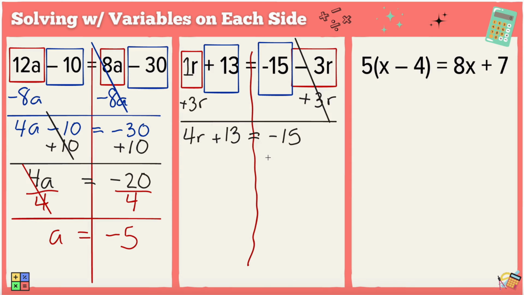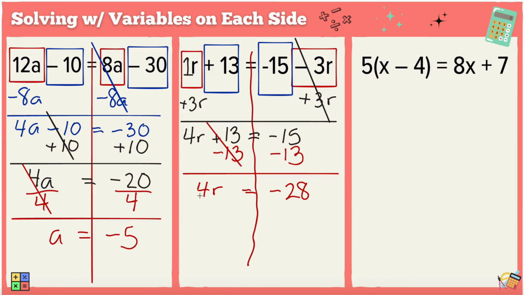Now at this point, again, we use our SADMEP methods in order to solve. SADMEP, subtraction or addition. What do we see? We see addition. We see plus 13. The opposite of addition is subtraction. Minus 13 here, minus 13 there. The two 13s cancel out. And now we have left 4r equals negative 28.